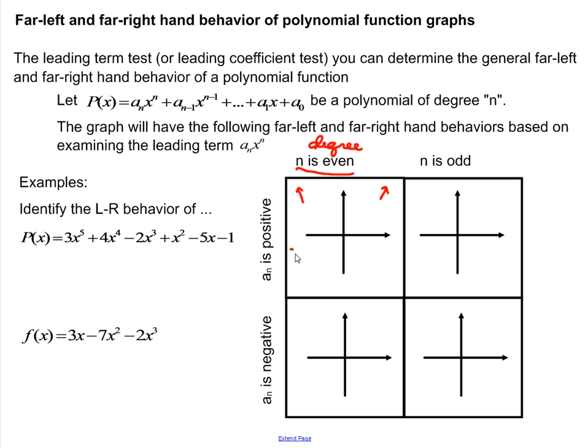Now we can write the behavior this way: as x tends towards negative infinity, y tends towards positive infinity, and as x tends towards positive infinity, y also tends towards positive infinity.